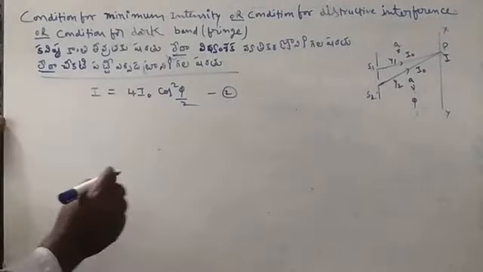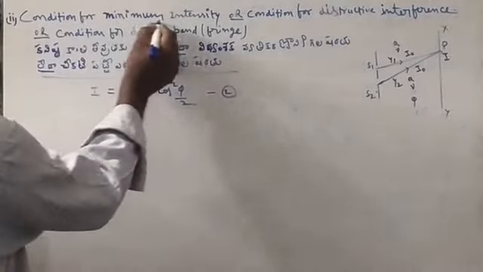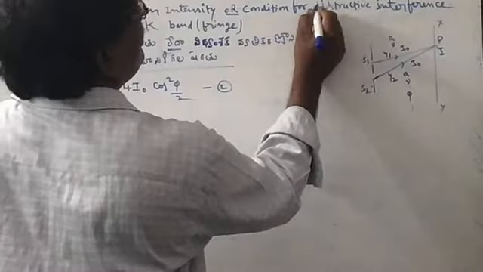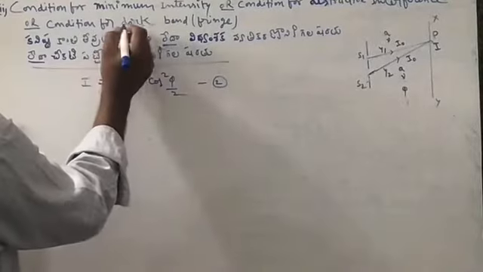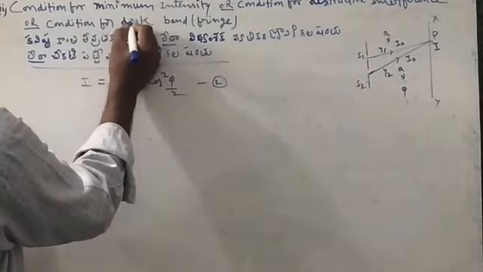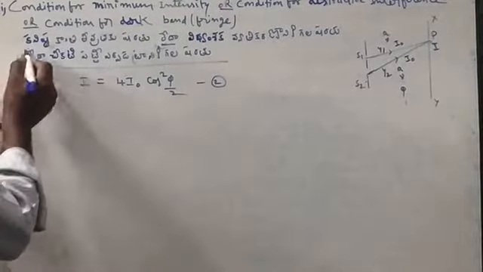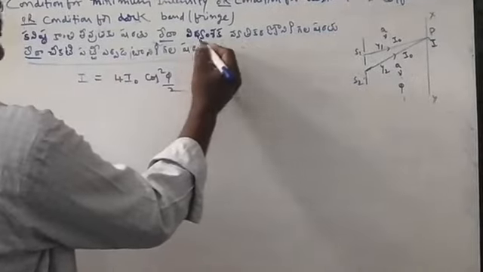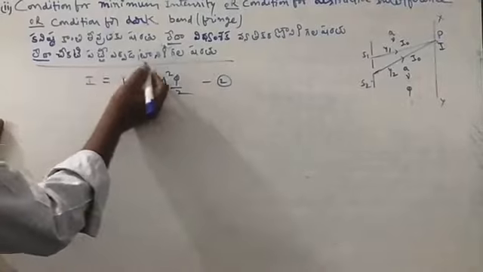Now next case, condition for minimum intensity or condition for destructive interference or condition for dark band or fringe.